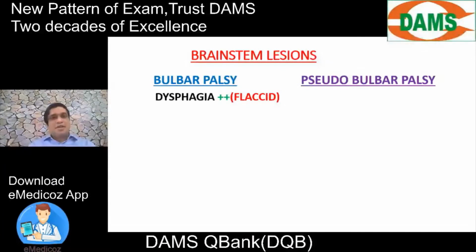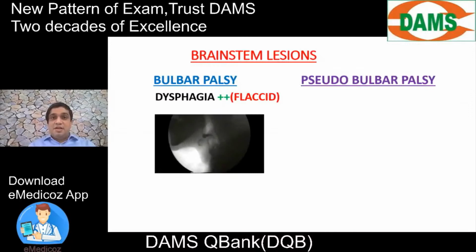Remember this, bulbar: the lesion is in the medulla. Medullary lesions are nuclear lesions. Nuclear lesions are LMN, and in LMN we always find a flaccid kind of weakness. So this dysphagia is flaccid dysphagia. Whenever the person tries to swallow something, the food bolus or the water, anything gets stuck in the neck region or the throat region because of the poor swallowing.